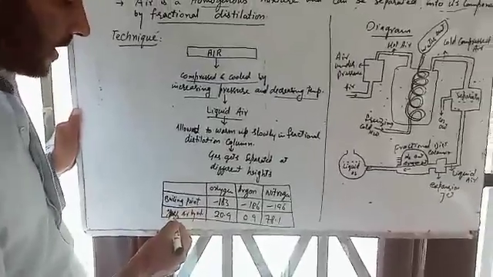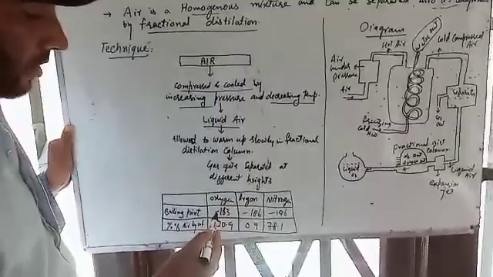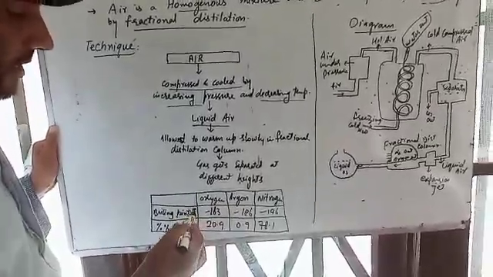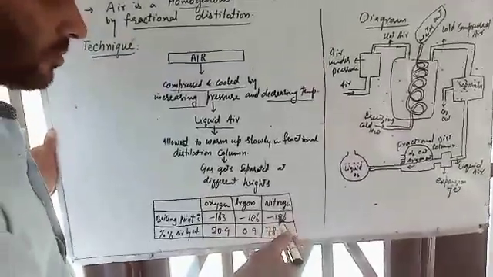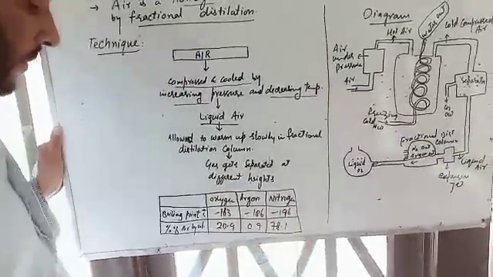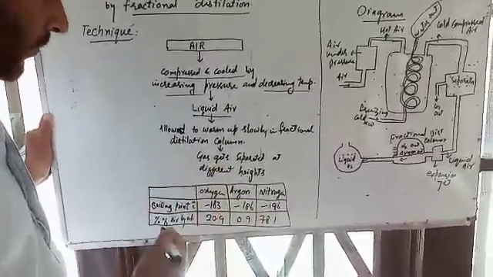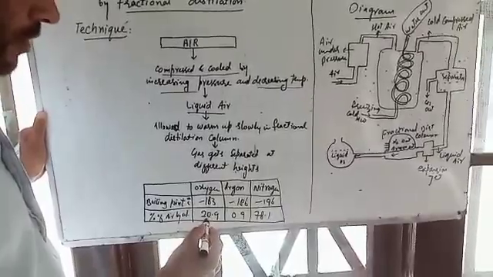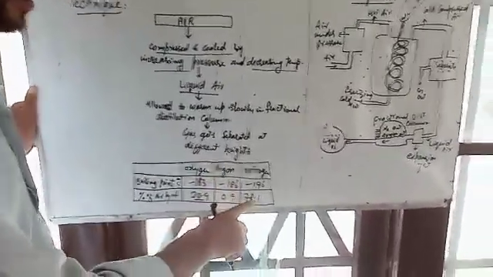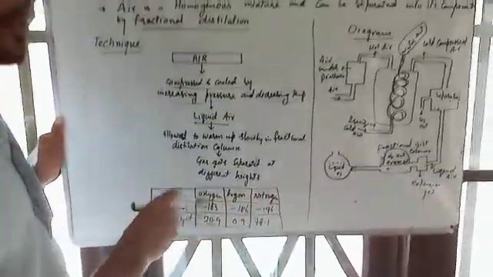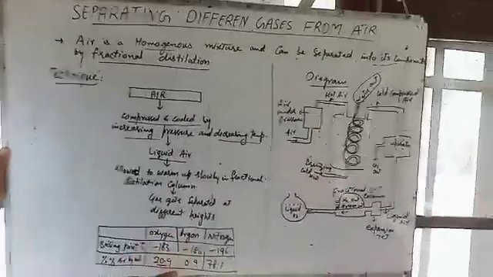Boiling points, I have written here. Oxygen has a boiling point of minus 183 degrees Celsius, argon minus 186, nitrogen minus 196. And what is the volume of these components in air? Percentage of air by volume is 20.9% oxygen, 0.9% argon, and 78.1% nitrogen. These are the volume and boiling points of the components of air.